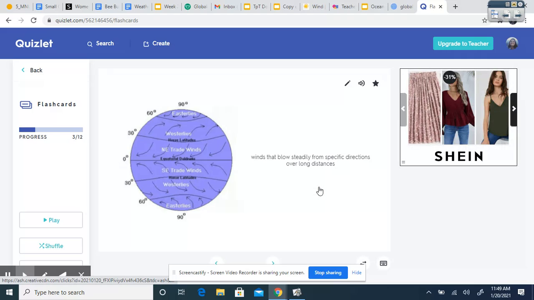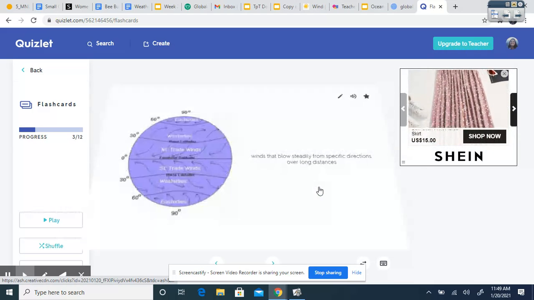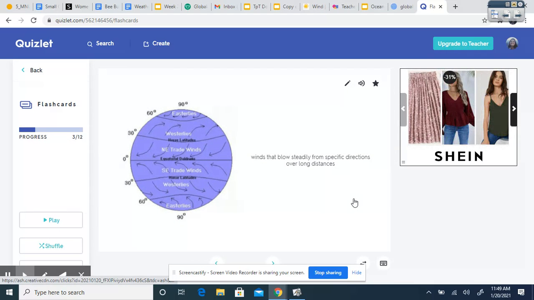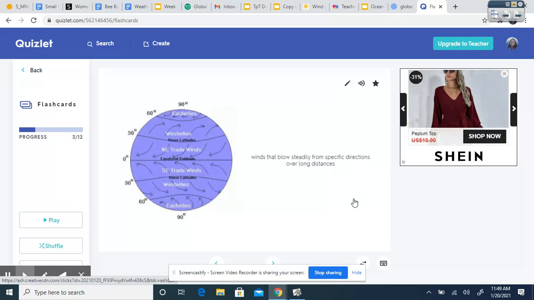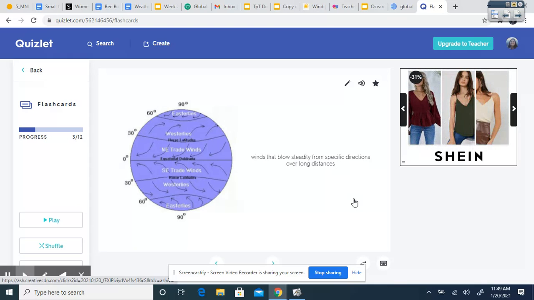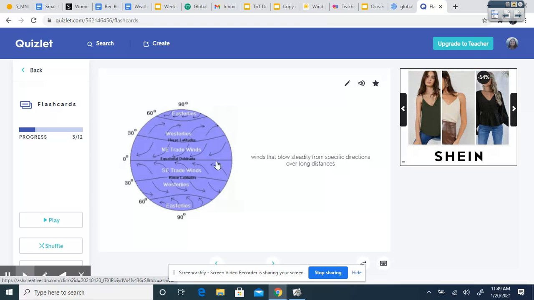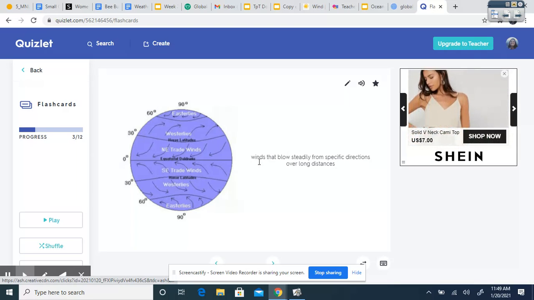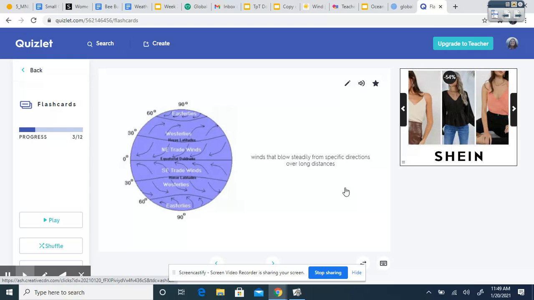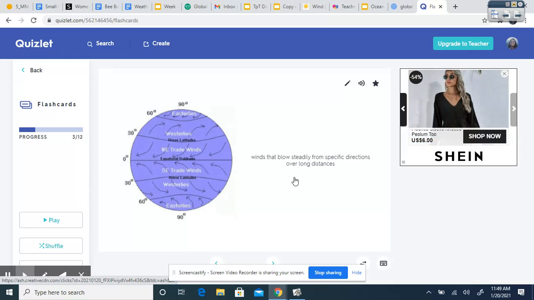Next, we have global winds. So these are winds that blow steadily from specific directions over long distances. And these are three different winds: polar easterlies, westerlies, and trade winds. So all three of those are global winds. So the definition is winds that blow steadily from specific directions over long distances.